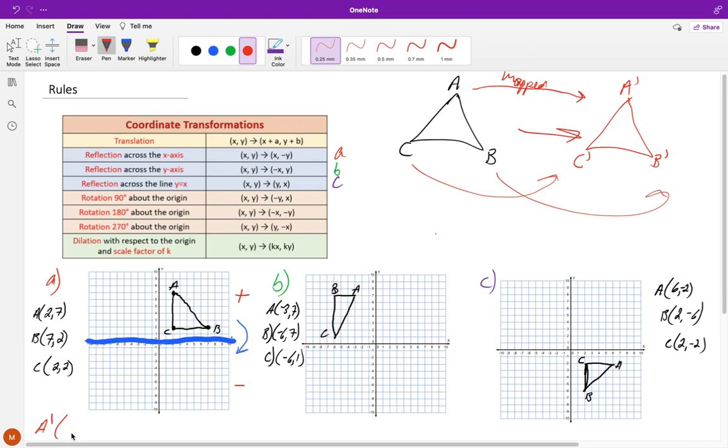So for A prime, the x doesn't change, but our y becomes negative, so this now becomes 2, negative 7. So then we have 2, and we're going down to negative 7. So there's our A prime. Our B prime, we are now going to just make our y negative, so it's 7, negative 2. So here's our B prime. It's just flipped across the x-axis. And then C prime becomes 2, negative 2. So it just flips over here. And now once we plot those points, we're then just going to draw our triangle together. So that is a reflection, a mirror image of our triangle ABC across our x-axis.